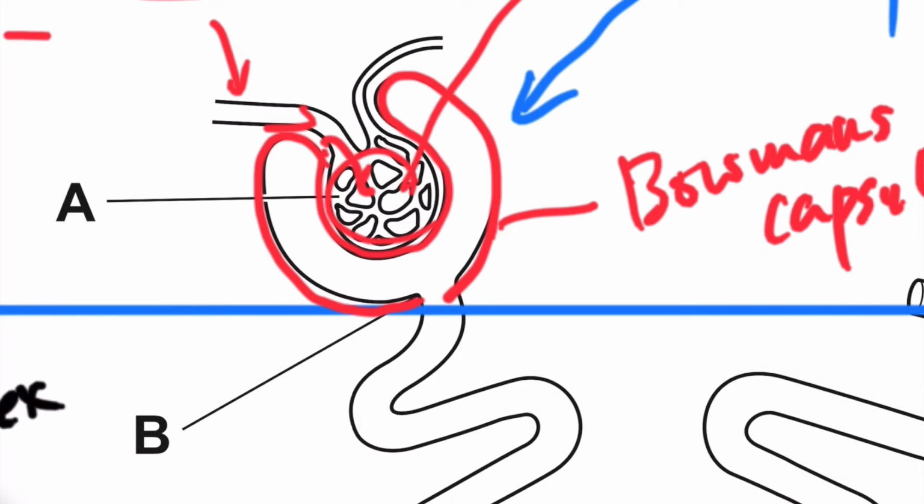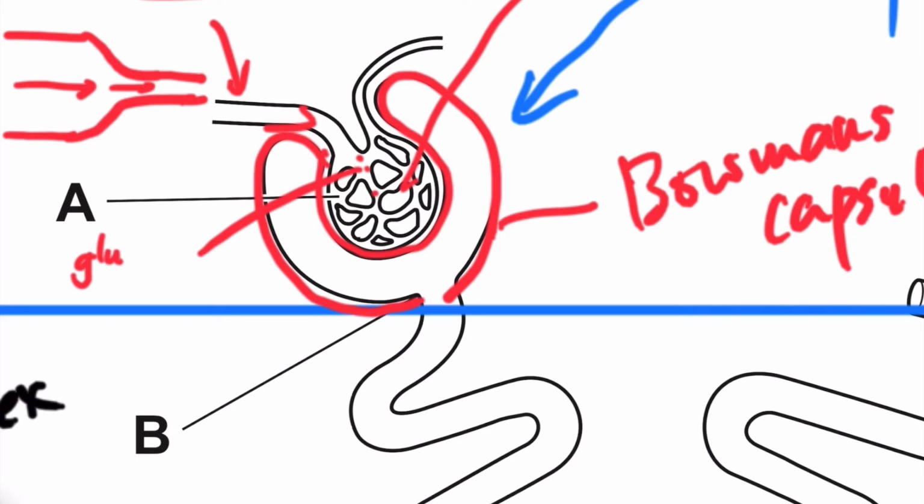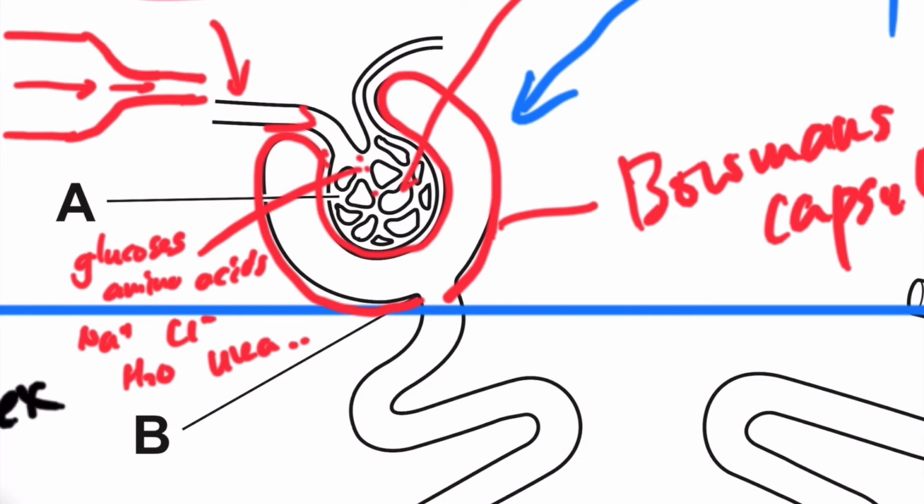Okay, so from a wider blood vessel, when this blood vessel becomes narrower, the pressure of the blood increases, and the contents in the blood, such as glucose molecules, amino acids, sodium and chloride and water and urea and so on, all these small molecules, they get pushed so hard because of the high pressure, they enter the Bowman's capsule.